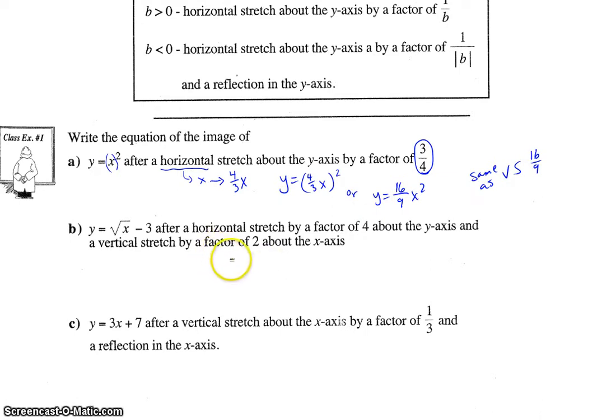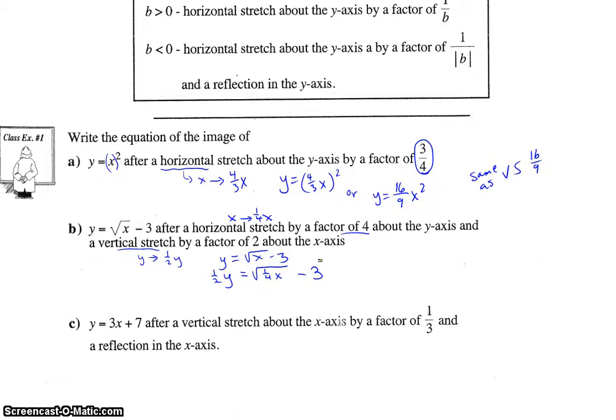B, y equals square root of x minus 3 after horizontal stretch by a factor of 4 about the y-axis and vertical stretch by a factor of 2 about the x-axis. Wasn't that fast? So let's do our replacements. Horizontal stretch, x gets replaced with stretch factor of 4, flip it, 1/4 x. And vertical stretch, so y gets replaced with factor of 2, 1/2 y. So let's take our function, y equals square root of x minus 3. Scoop the y out, put in our new y, which is 1/2 y. Scoop the x out and put in our new x, which is 1/4 x. And then we still have the minus 3.